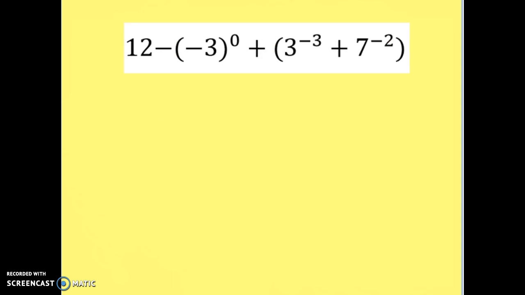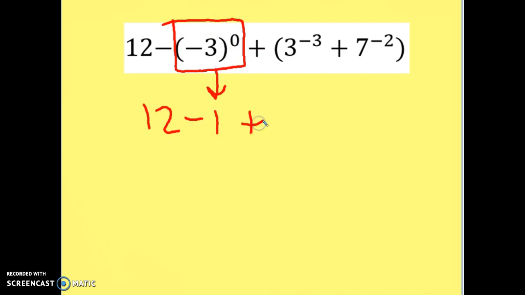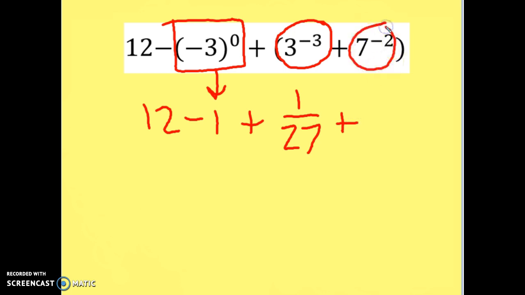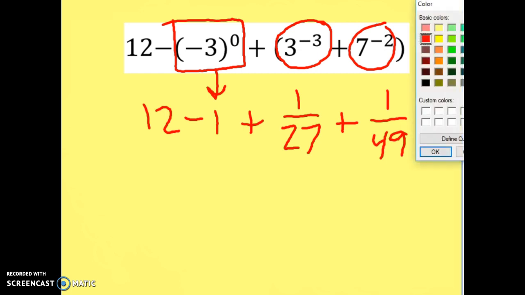All right, this next one, we're going to start off with our powers here. That's equal to 1. So we have 12 minus 1 plus, we know that 3 to the -3rd power is 1 over 3 to the 3rd power. So 3 times 3 times 3, which is equal to 27. And then plus, we have another negative exponent here, so 1 over 7 squared, which is 7 times 7, so 1 over 49.